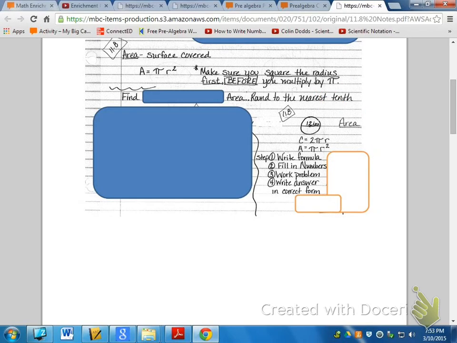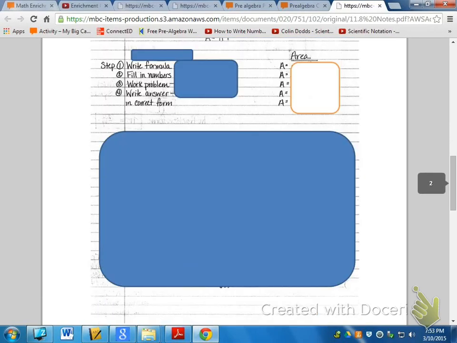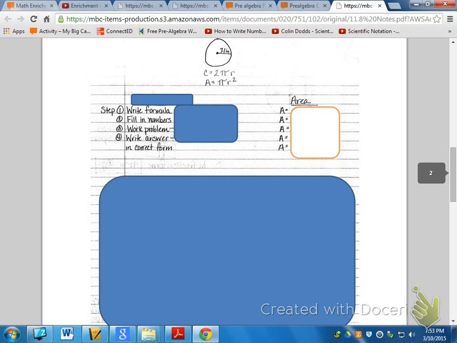All right, let's go to the next. This one, we're going to do an area where we are given the radius of 7.1. Okay, so we're going to fill in the formula. Area is pi times radius squared. Plugging in the numbers, we're going to say 3.14 times 7.1 squared. Very important that you square first.